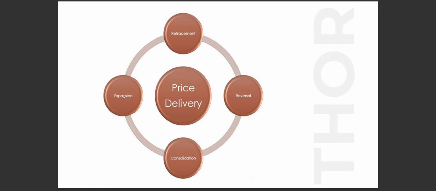After the expansion, two things can happen. First, it either consolidates, expands, and then retraces, and then expands in the same direction. This is a continuation price delivery. Or the second way would be consolidation, expansion, and then reversal, and it expands in the opposite direction, and then consolidates again. This interbank price delivery algorithm is actually the market maker model itself.